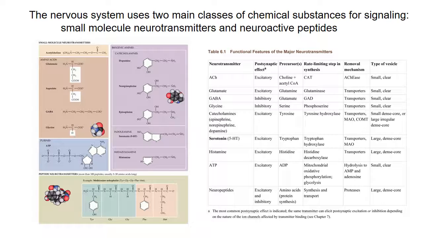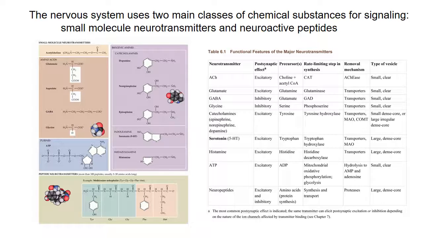The second table will show you some major functional features. If we look at the table on the left, we have examples of small molecule neurotransmitters, which can be divided into a few groups: acetylcholine, then amino acids such as glutamate, aspartate, GABA, and glycine. Then we have biogenic amines and catecholamines, which include dopamine, norepinephrine, and epinephrine, one big group defined by the catechol ring, which is dihydroxybenzene. Then we have serotonin, histamine, and we also have purines such as ATP and its derivatives.